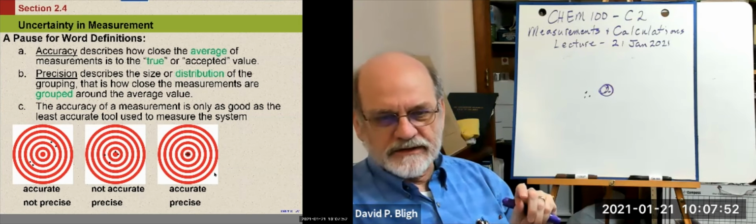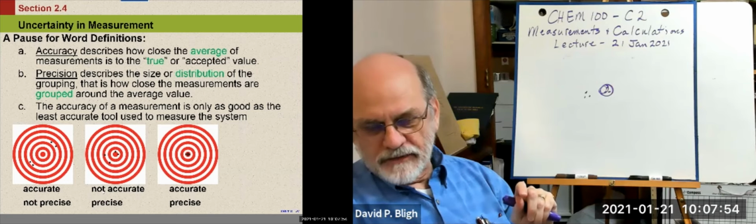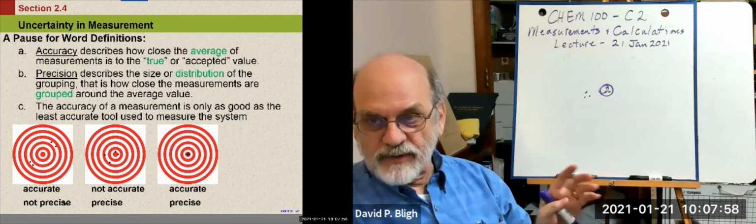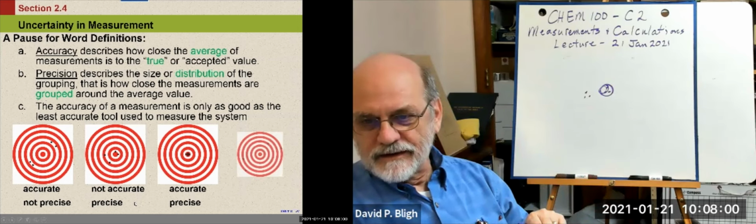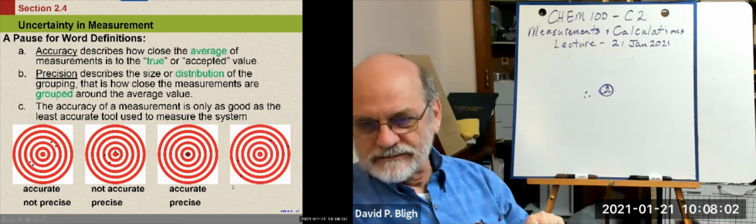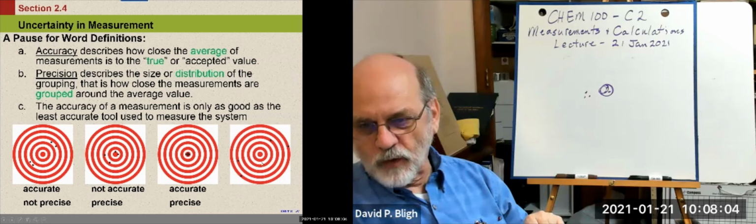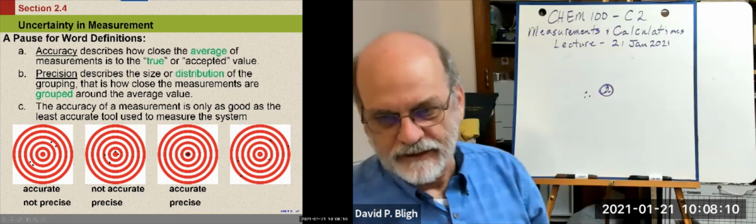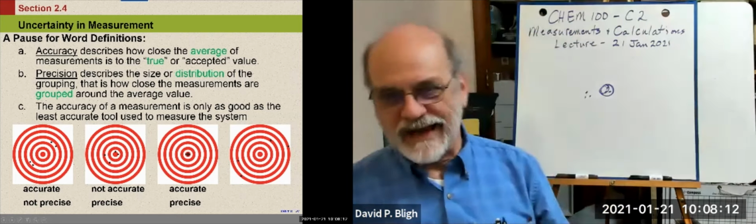What's the other possibility? Well, the one in combination I see that's not here is not accurate and not precise. So that's this one. So the average of these four would be over here somewhere, and they're scattered all over the place. I wouldn't want to go hunting if I were that bad.